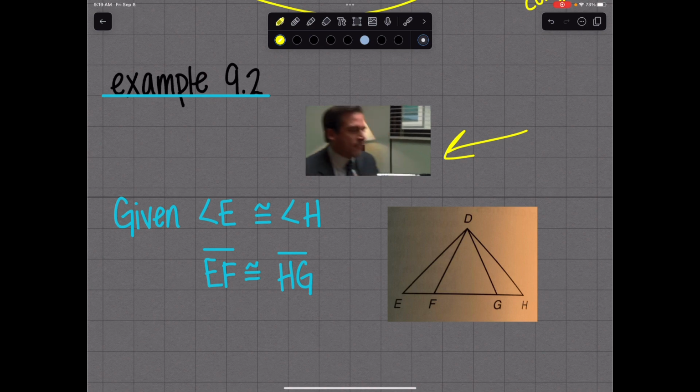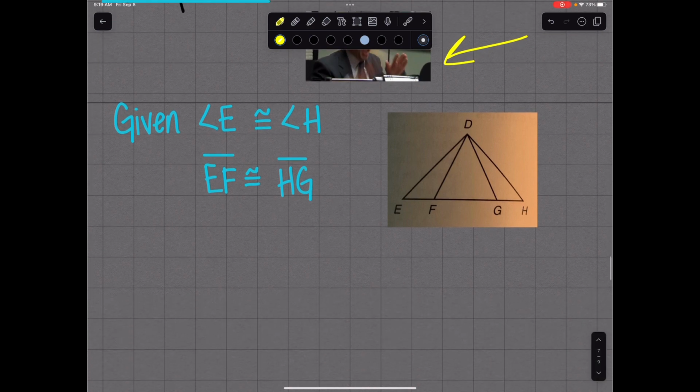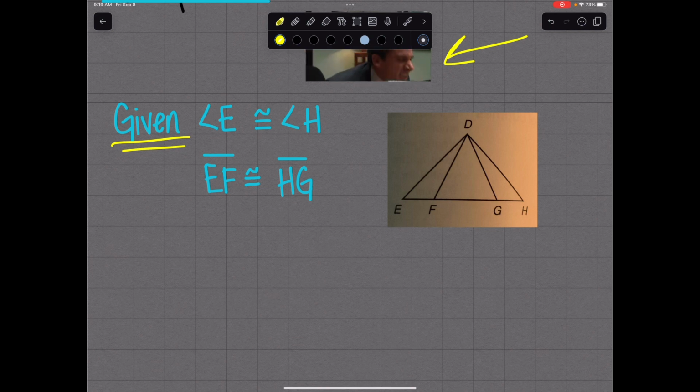Okay, example 9.2. We are given this information and we have to prove, they want to obtain a proof, outline a proof that shows that DF is equivalent or is congruent to DG.